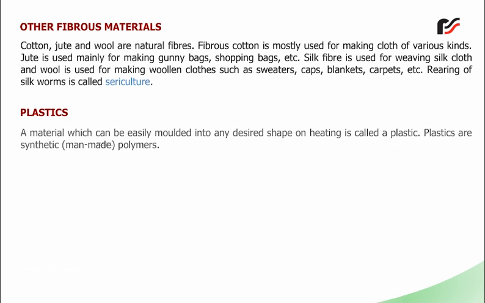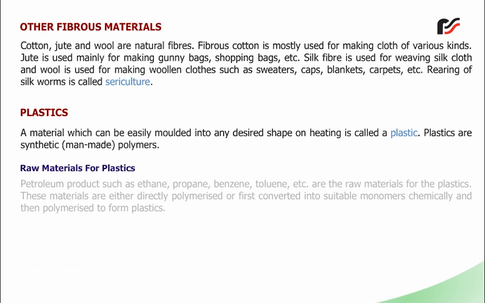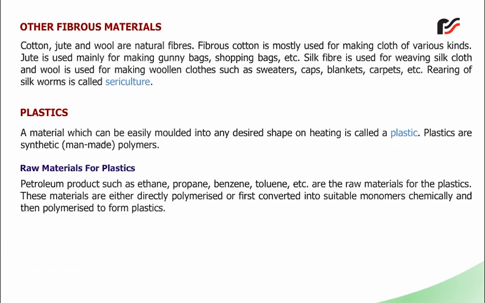Plastics: a material which can be easily molded into any desired shape on heating is called a plastic. Plastics are synthetic man-made polymers. Raw materials for plastics: petroleum products such as ethane, propane, benzene, toluene, etc. are the raw materials for the plastics.